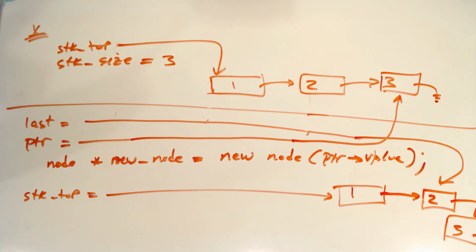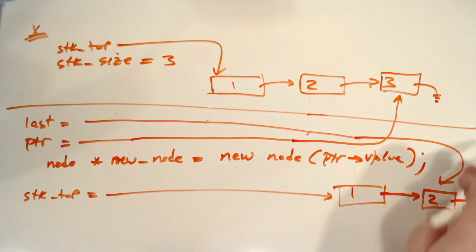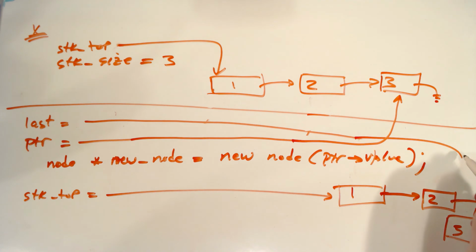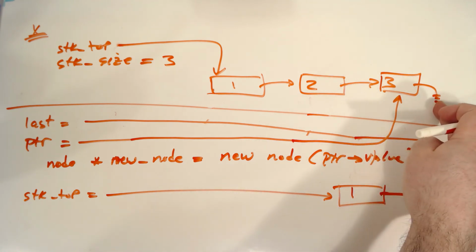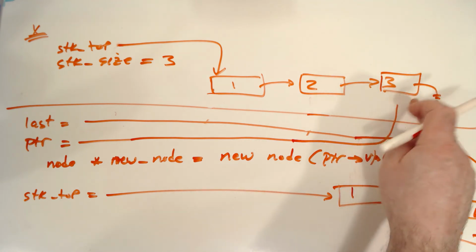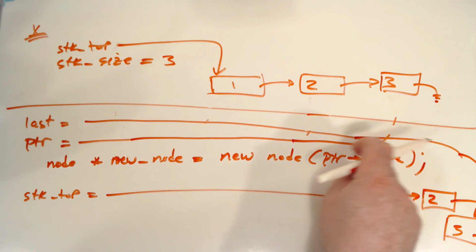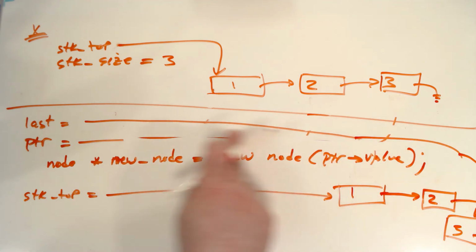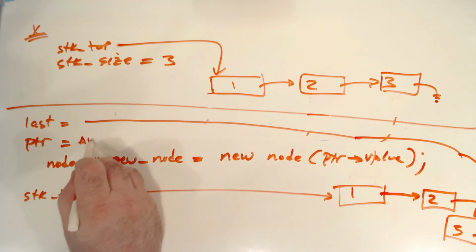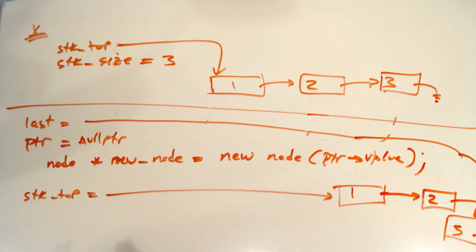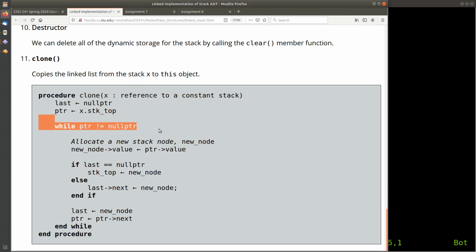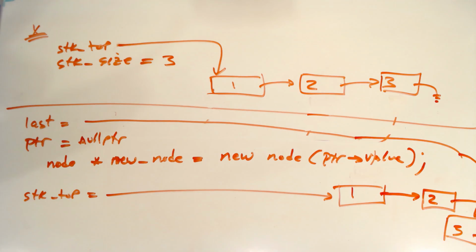Done. We fall out the bottom of the loop. We say last equals new node. Last now moves over to here. Pointer equals pointer next. Well, what is pointer next? Pointer next is right here, and it's null. At this point, pointer becomes null pointer. All right. We fall around to the top of the loop. It says pointer not equal to null pointer. Now it's false. So the loop stops running at this point.